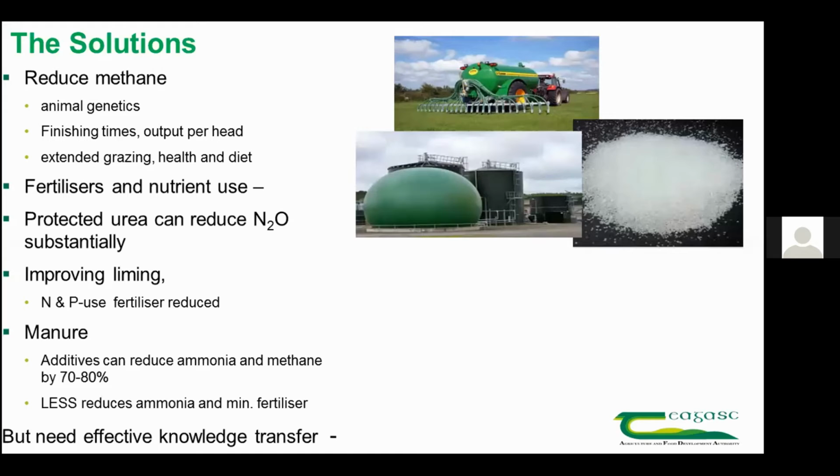Also, we had strategies on manure, so putting in additives that can reduce ammonia and methane, and also by applying your slurry with a low emission slurry spreading technique that will A, reduce greenhouse gas and ammonia emissions, and B, will improve the nitrogen fertilizer replacement value of your slurry, which in turn means you then need to apply less mineral fertilizer.